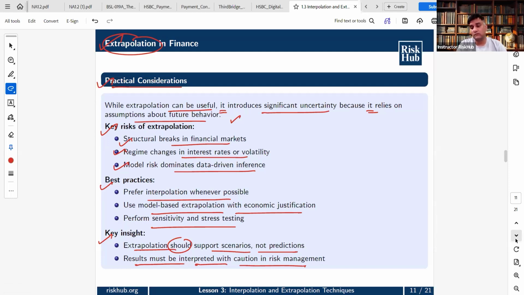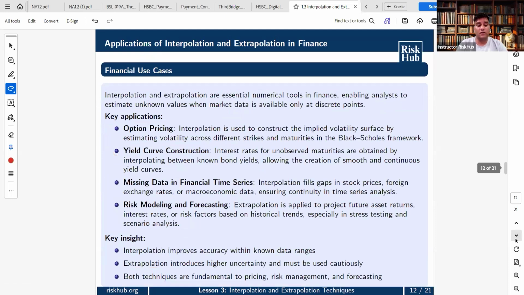Okay. Then we get into applications of interpolation and extrapolation in finance, the financial use cases. The key applications are option pricing, yield curve construction, missing data in financial time series, risk modeling, and key insights, right? This slide brings the whole lecture into finance. Option pricing in Black-Scholes: option value depends on volatility, but the point here is that market implied volatility is available only at selected strikes and maturities. So we build an implied volatility surface.